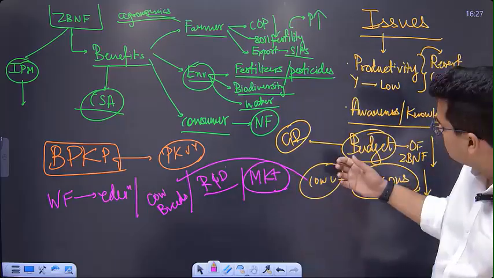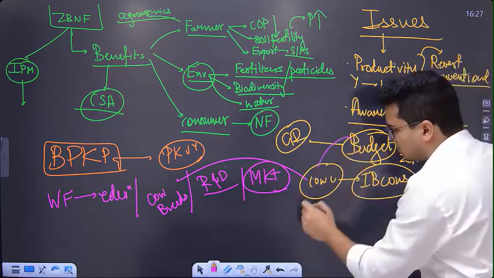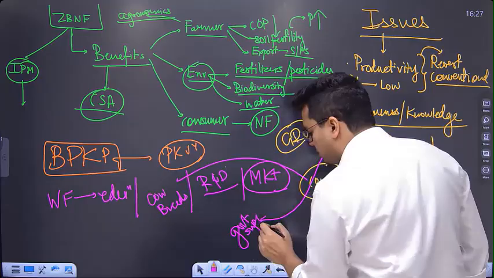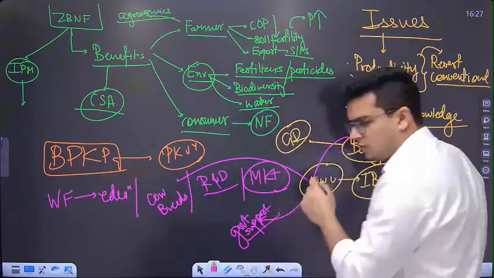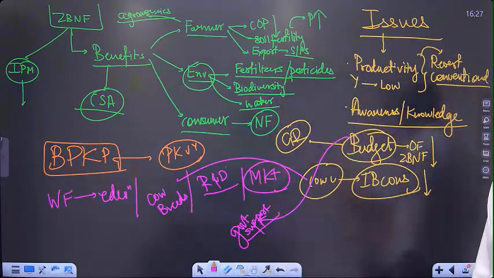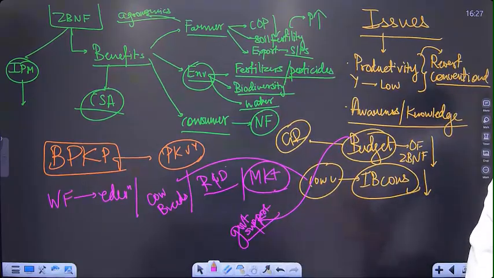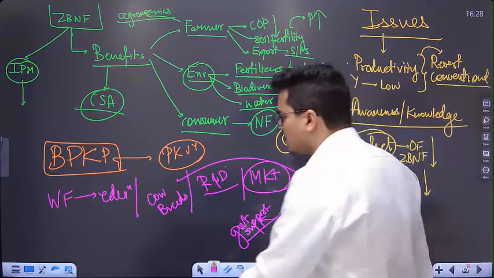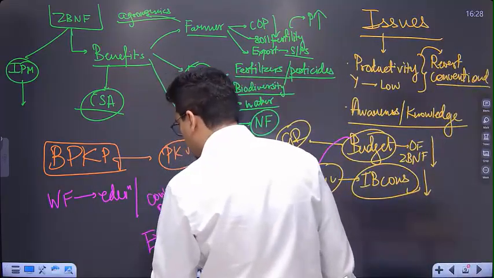Then government needs to give more budgetary support. So government support needs to be better. What else? Good. We need to focus on agricultural extension.